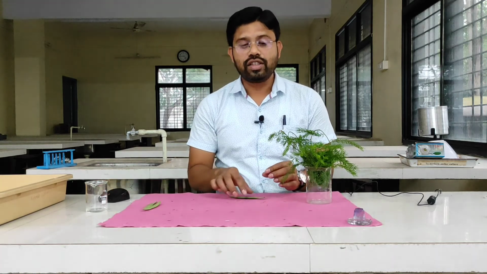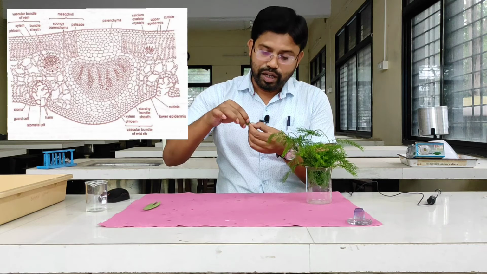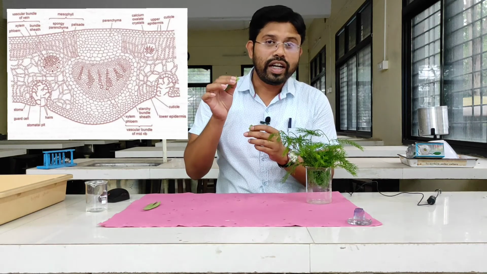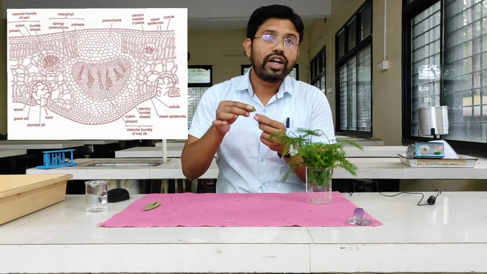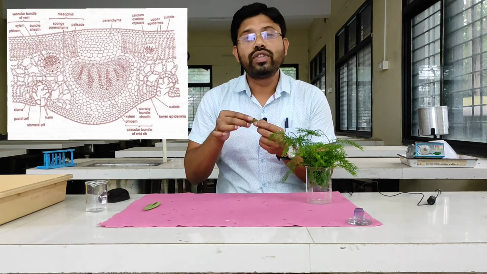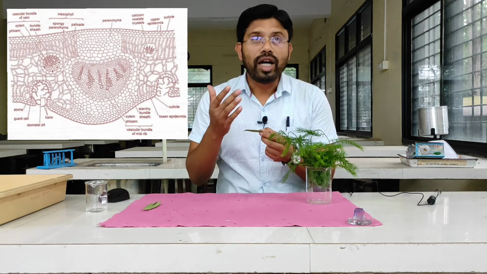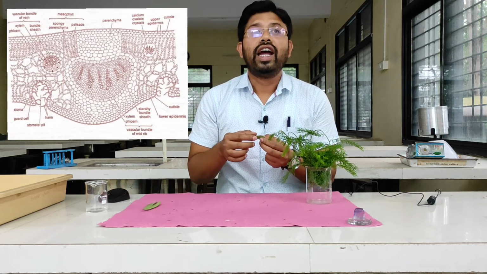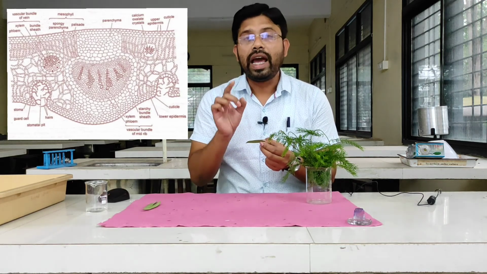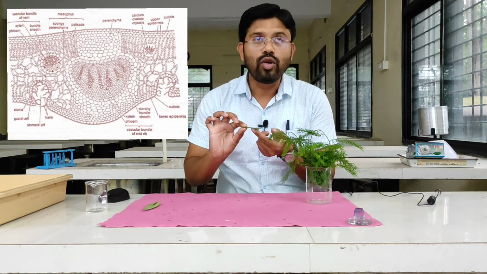If we take the TS, meaning the transverse section of the Nerium leaf, then the leaf is dorsiventrally flattened and consists of the upper and the lower epidermis. Now the upper epidermis is multi-layered, and the outermost layer is covered with cuticle, and generally stomata are absent on the upper surface. And they are present on the lower surface.